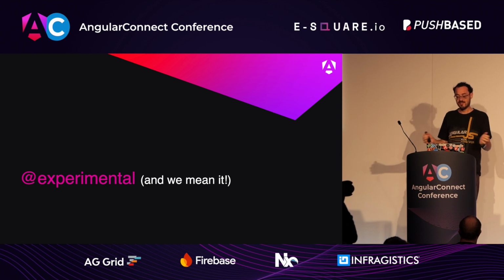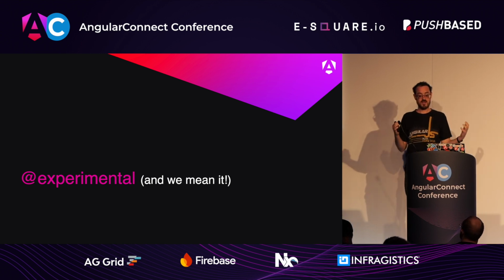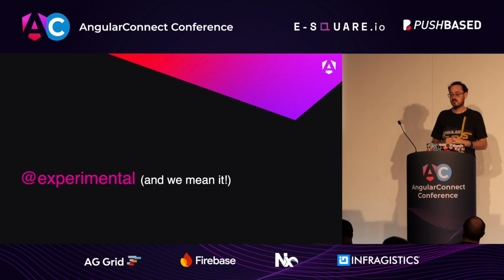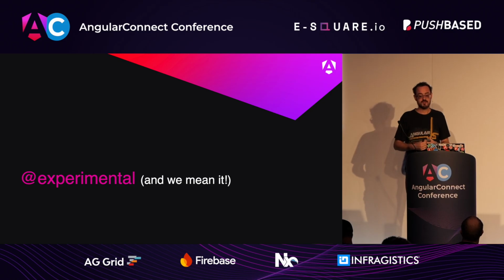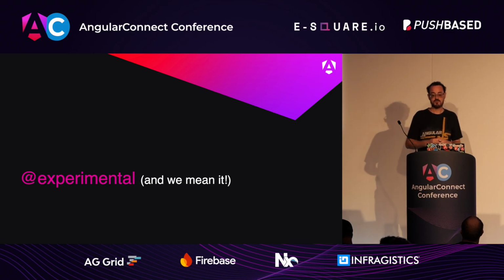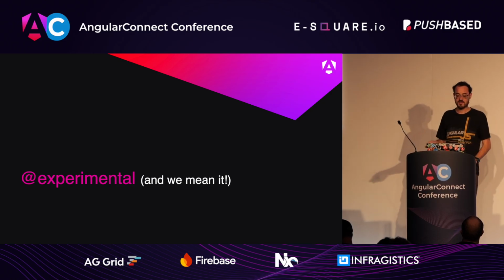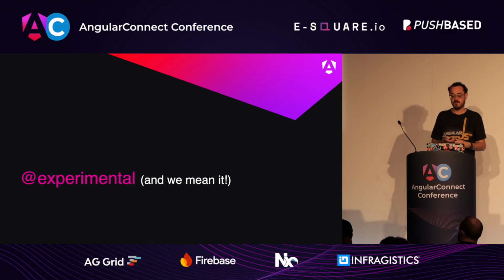Experimental is not that. Experimental APIs are truly unstable. They might be missing features. They might have known issues. We release them because we think it's valuable to have feedback earlier in the design process. And this is the case for signal forms. So it's very possible some of these things might change by the time you get them in your application.